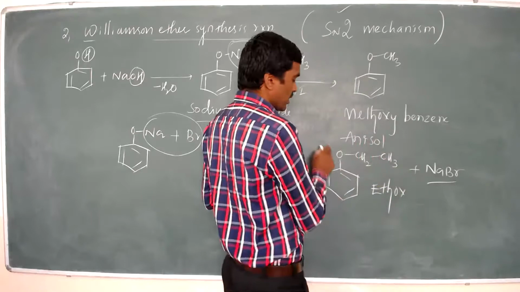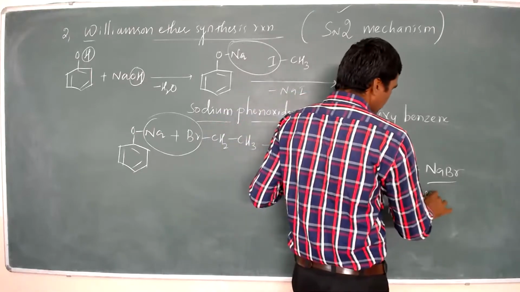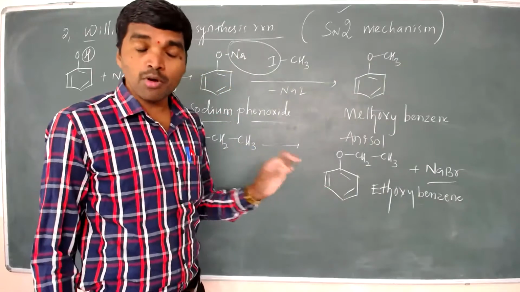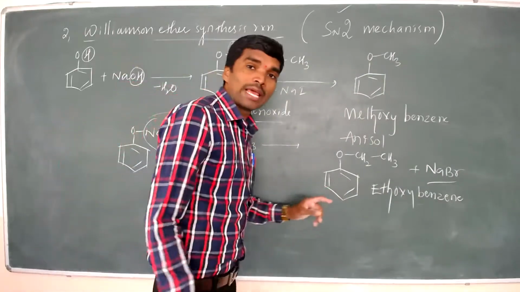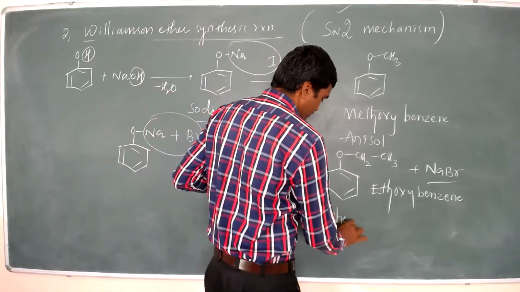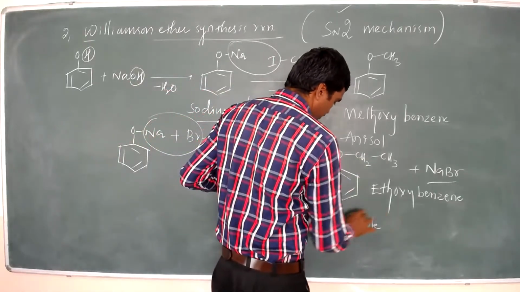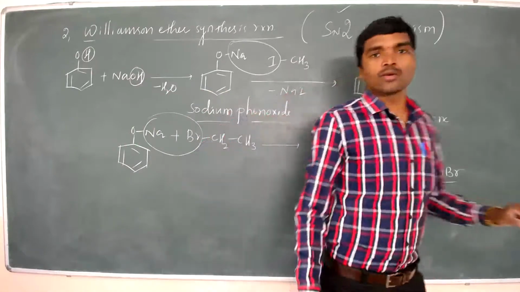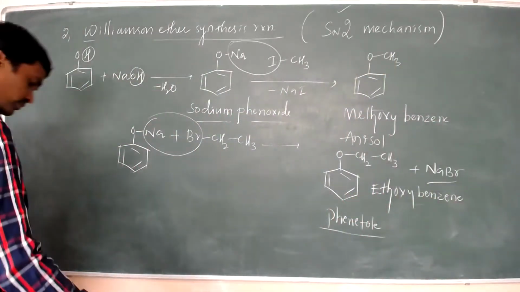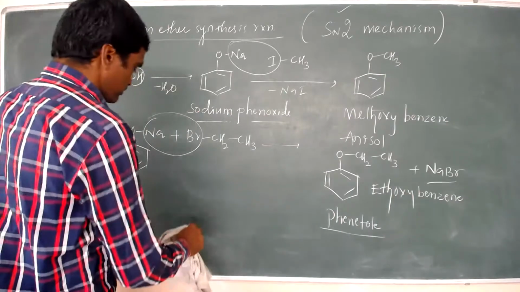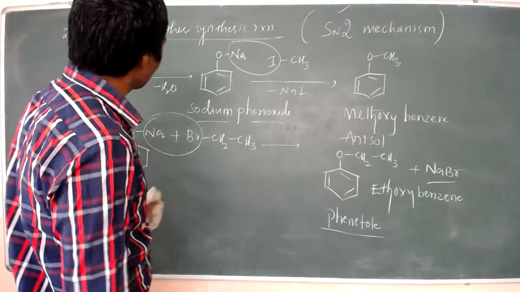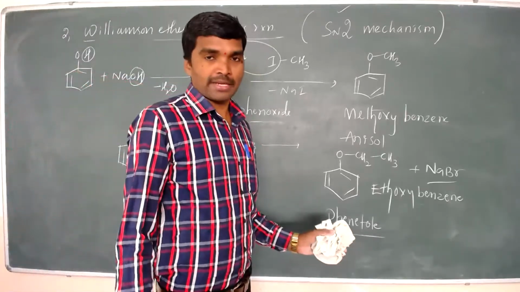This is also given a special name you should remember: ethoxybenzene, an ether with two carbons. Otherwise, the important name you should remember is phenetole. Phenetole. Just remember this. So these are the aromatic ether preparations, right?